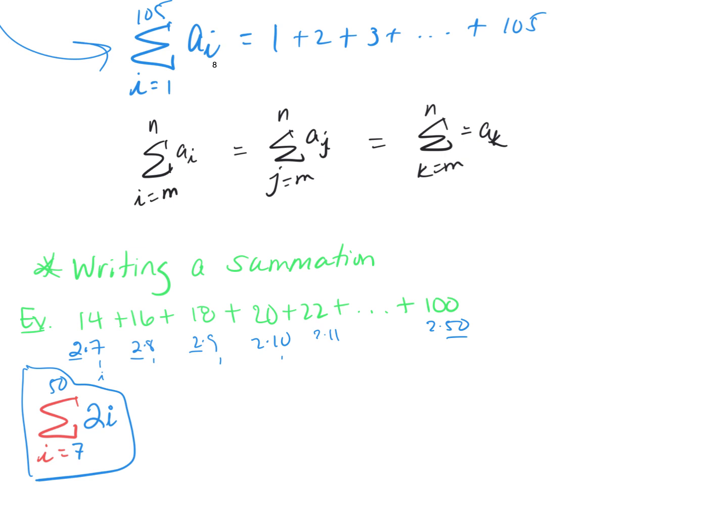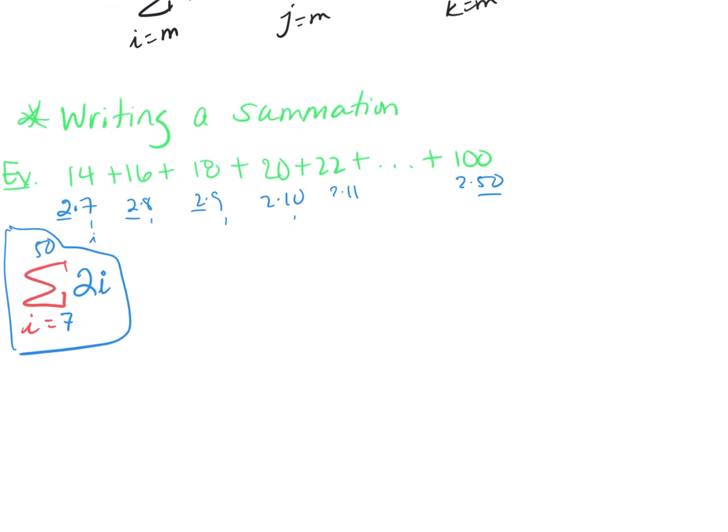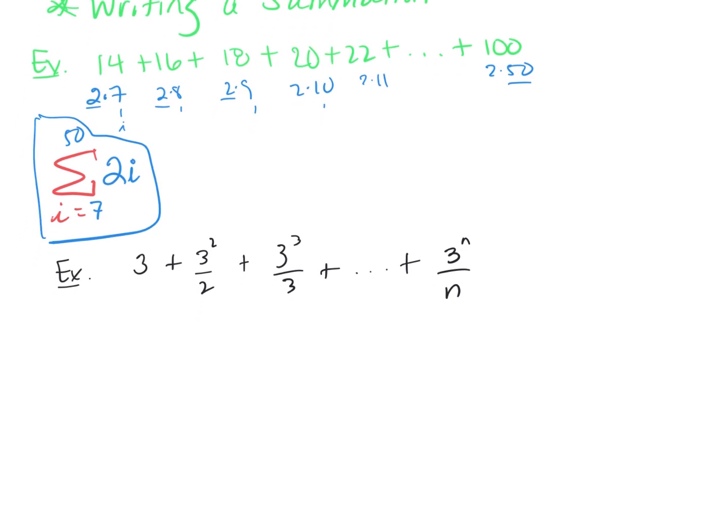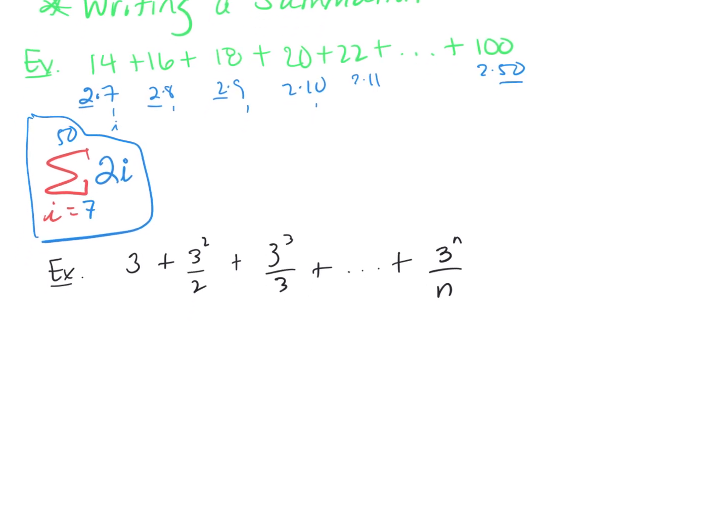Okay, so let's try one more. I'm not saying they're all going to be always easy, but let's try this one. My next example: I have 3 plus 3 squared over 2 plus 3 cubed over 3 plus dot dot dot plus. Now this is not going to be an exact number, it's going to be a variable, and it doesn't matter whether it's an n, k, whatever we want. So we just have to find a pattern. Again, I know I have to have a summation. So here's my summation.